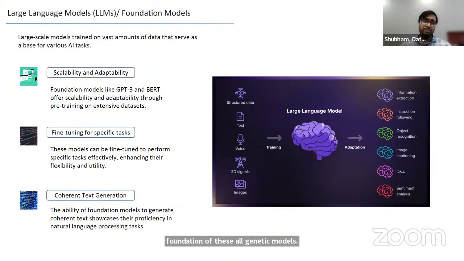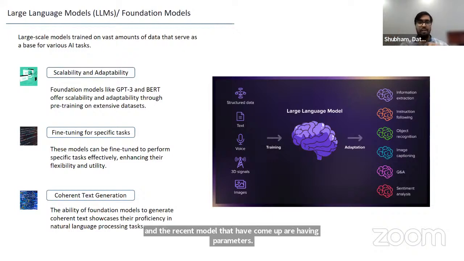Now going forward to large language models or foundation models. A simple neural network will have around 1 million, 2 million, or 10 million parameters. But these foundation models have parameters in billions, like 170 billion, 200 billion, 300 billion. And the recent models that have come up are having parameters even in trillions. So these are very large models.